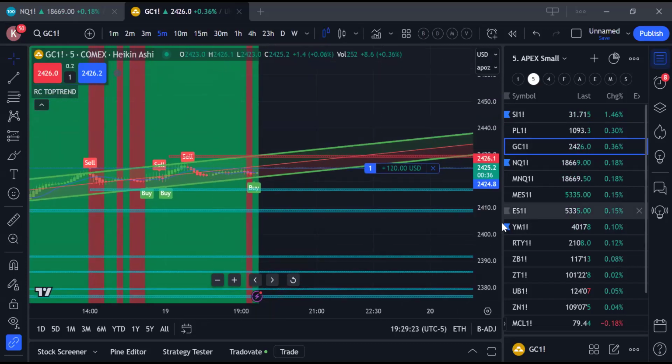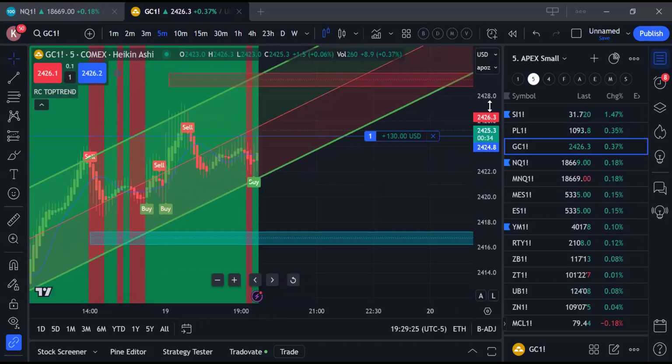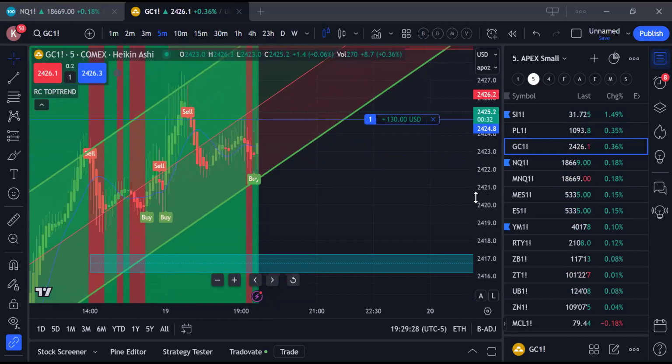Gold made another $110, 120. Again, I just took one contract, but because it came at the bottom, the trend is bullish. Once you gain confidence, you can also go with two contracts like that.